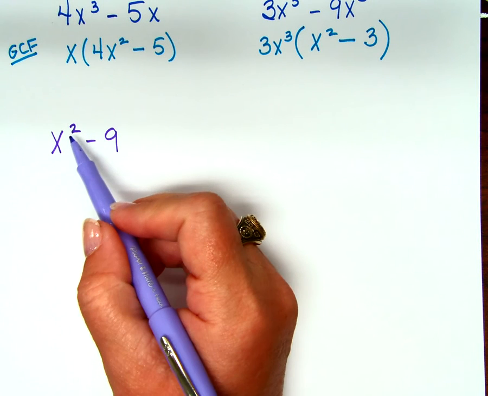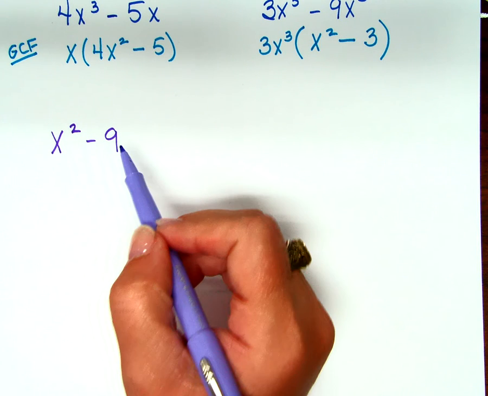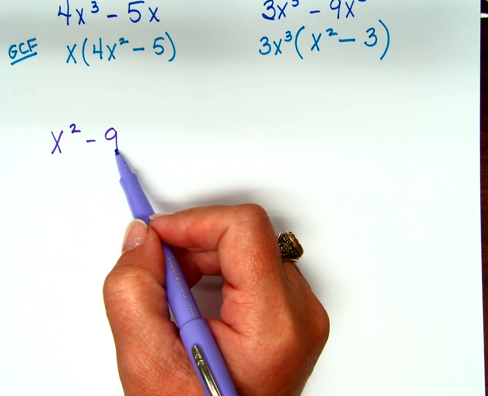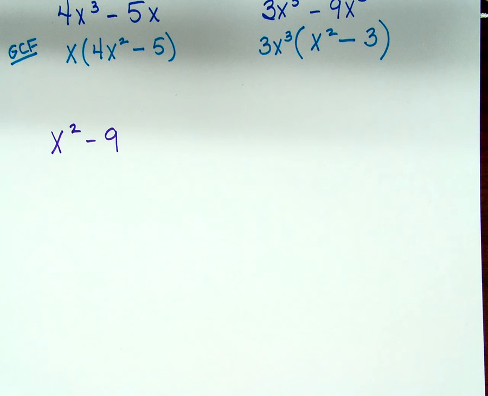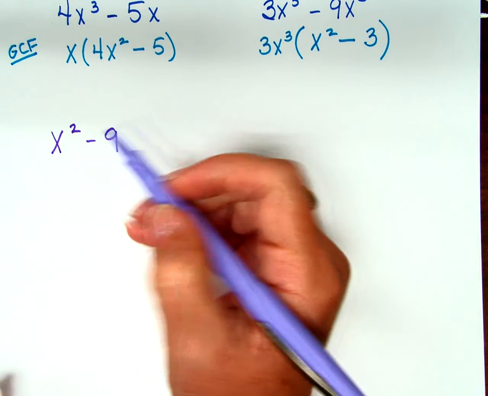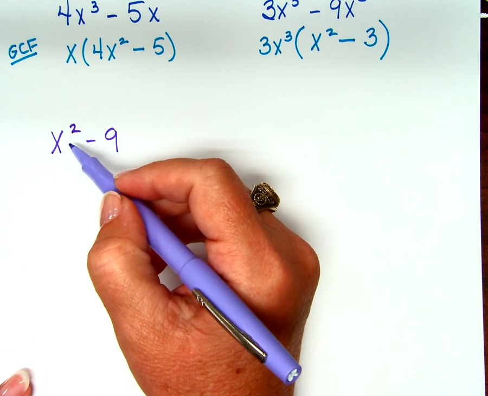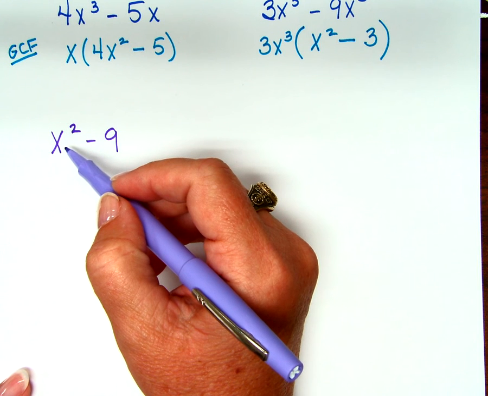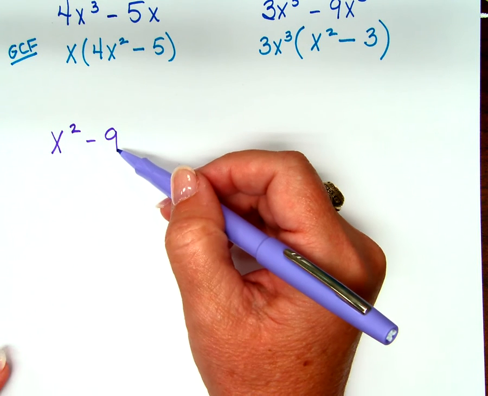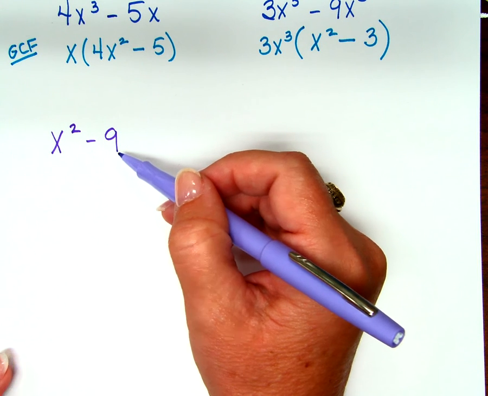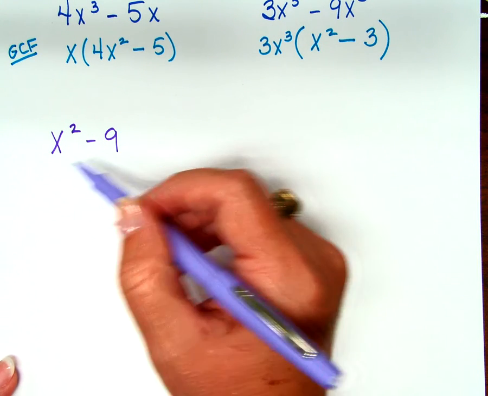x squared, it's pretty obvious that it's a square, right? Is 9 a square? What does it mean for something to be a square? Can you take the square root of it? If you can, it's a square. Can you take the square root of x squared? What is it? x. Can you take the square root of 9? What is it? 3. So both of these are squared numbers.